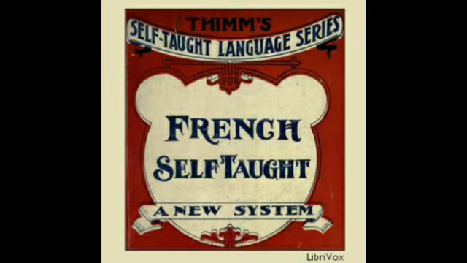Conditional past. I should have been, J'aurais été. Thou shouldst have been, Tu aurais été. He should have been, Il aurait été. We should have been, Nous aurions été. You should have been, Vous auriez été. They should have been, Ils auraient été.